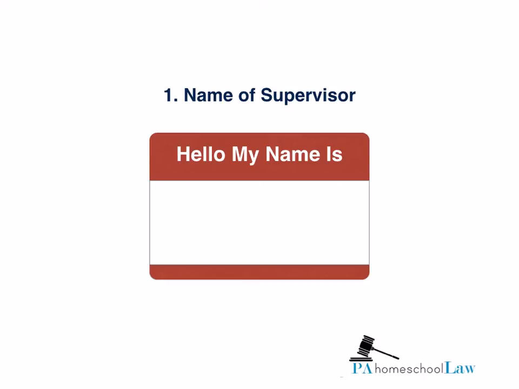The first element required in the affidavit is the name of the supervisor of the home education program. This will be a parent or legal guardian who has custody of the child or children who will be participating in the home education program.